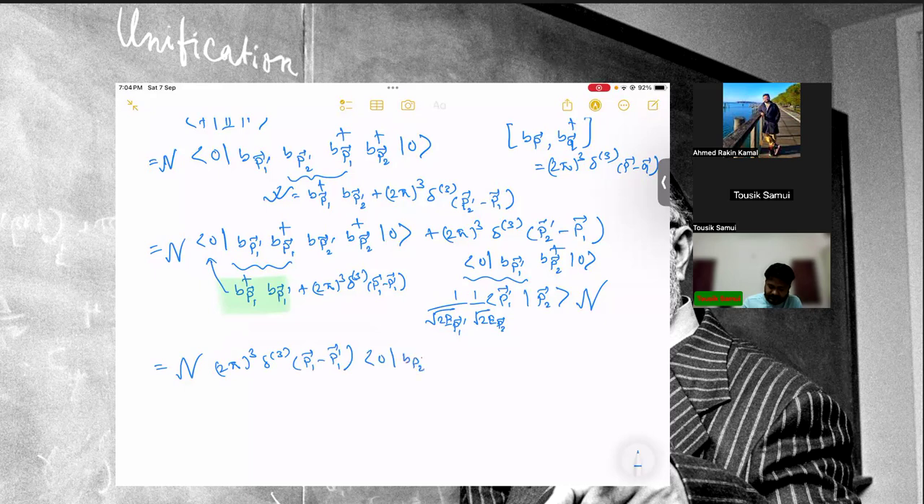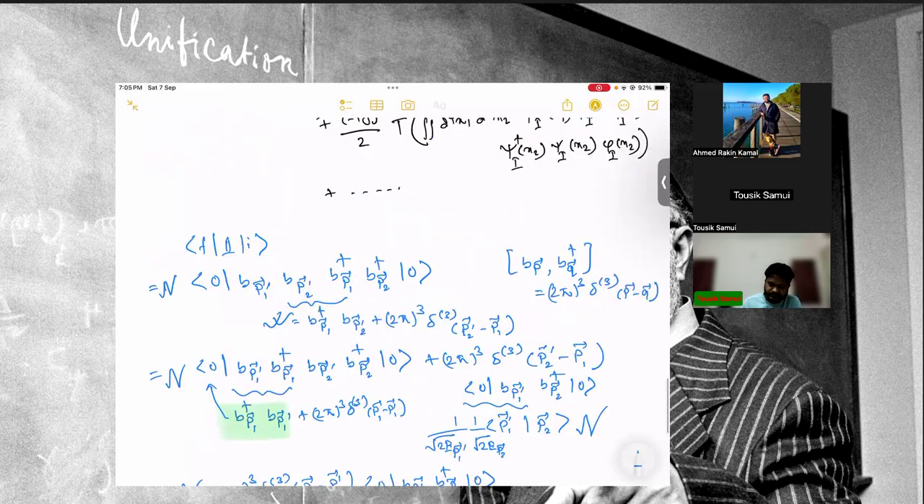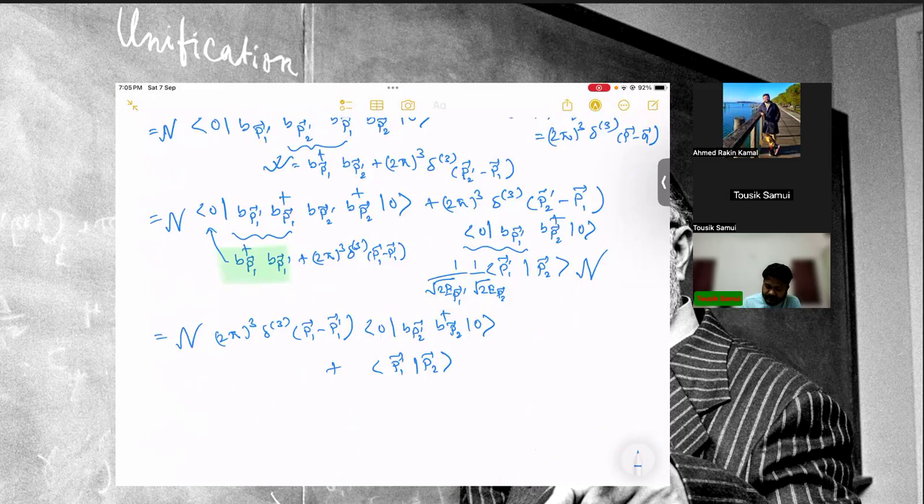b_p prime dagger |0>, right? And then the second term as p1 prime p2 times, let's say, let me write the normalization factor with p1 p2 removed, so it will have only p and p2 prime and then 2 pi whole cubed delta cubed (p1 minus ...).